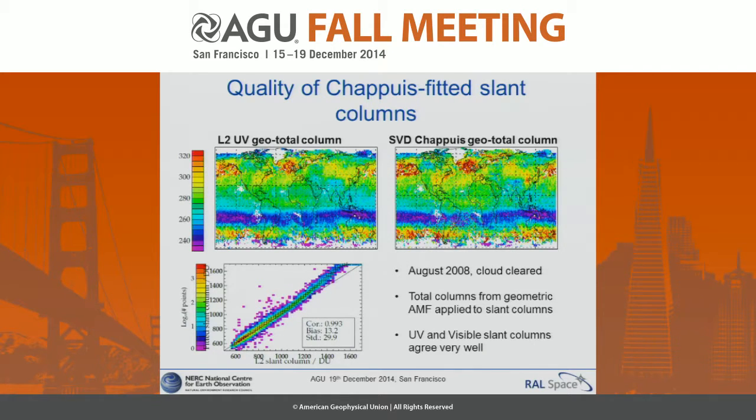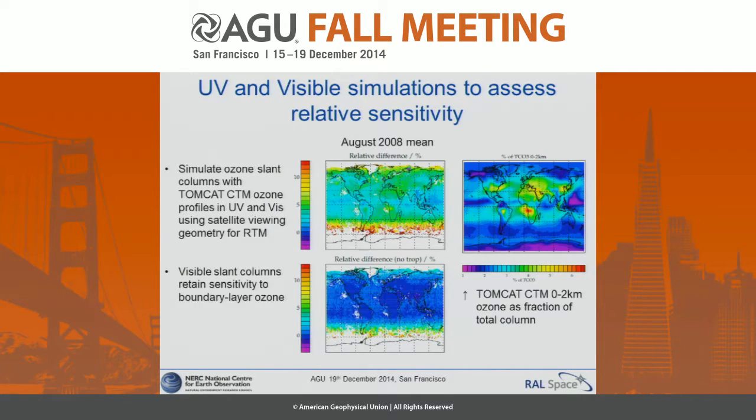And looking at a raw correlation, the slant columns are very similar to the point where it's actually the differences that start to become interesting. So this is for August using cloud-cleared radiances. But before you go any further, we want to understand what signal we can expect to see using the Chappuis slant columns. What signals will be retained?